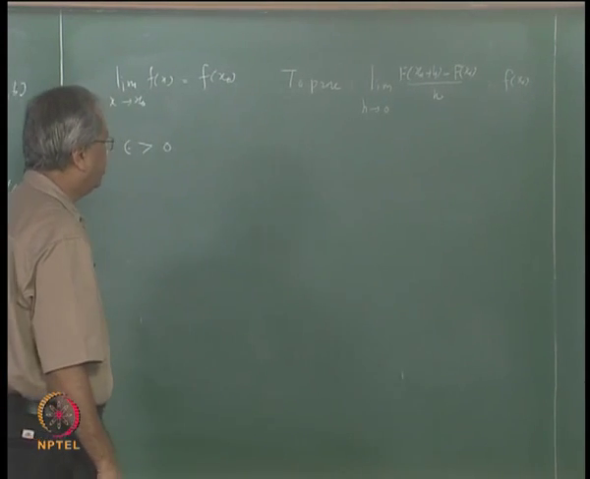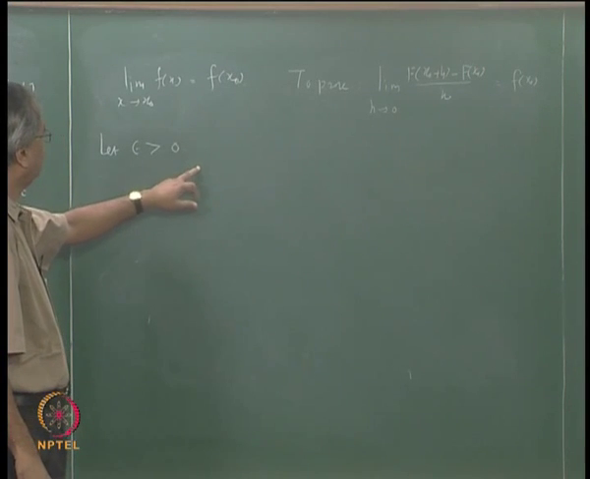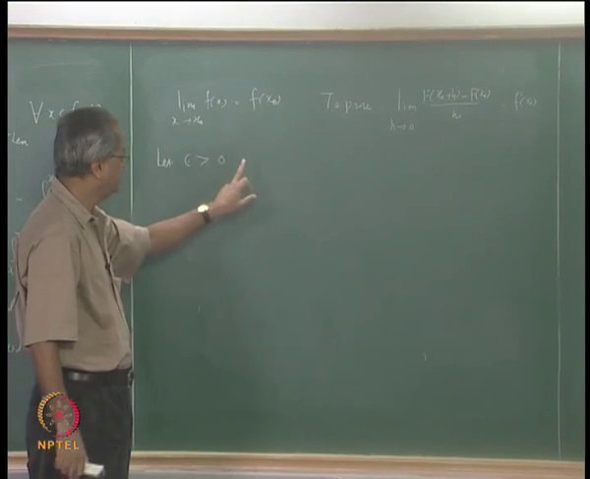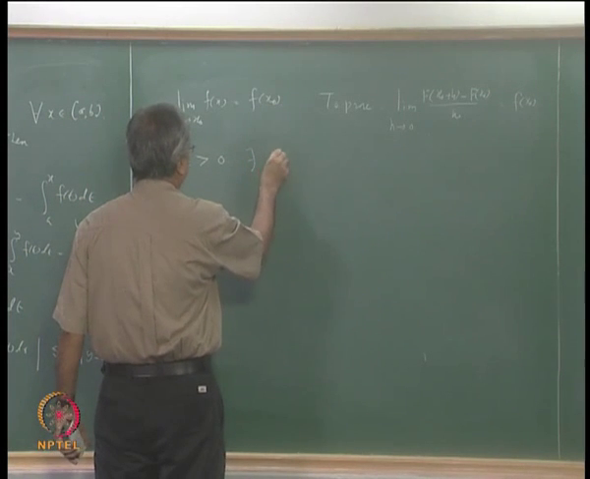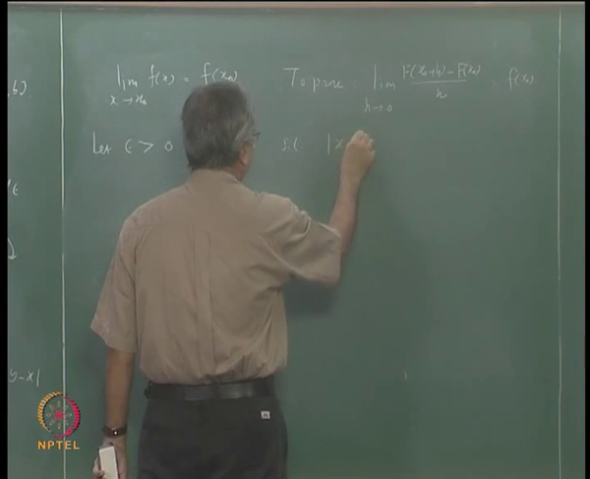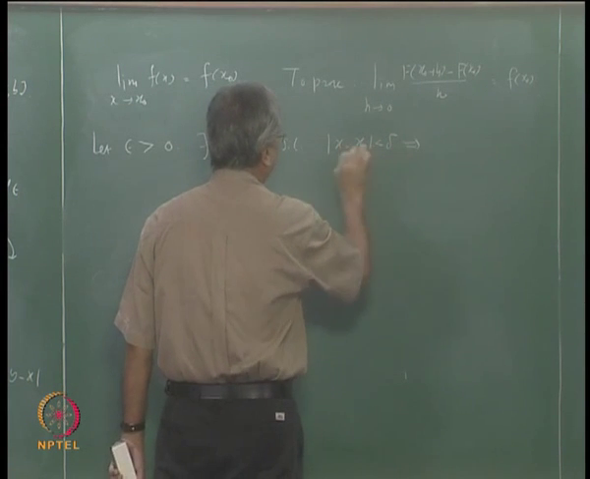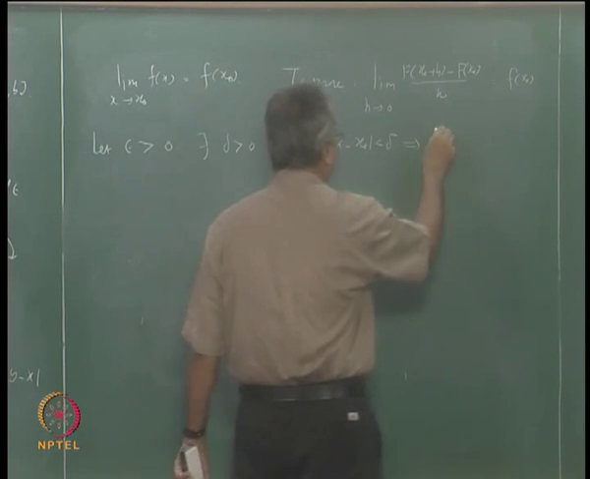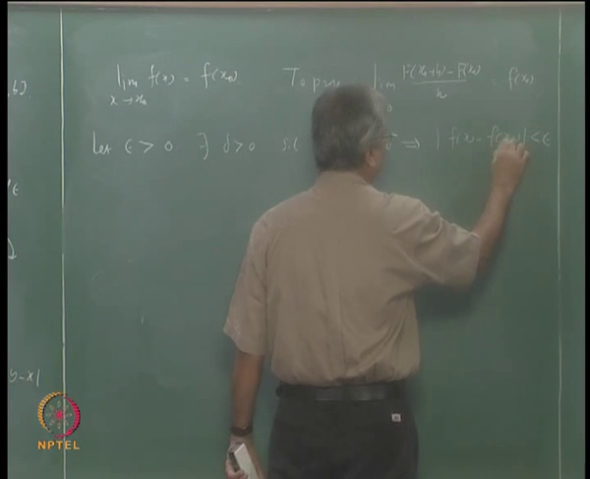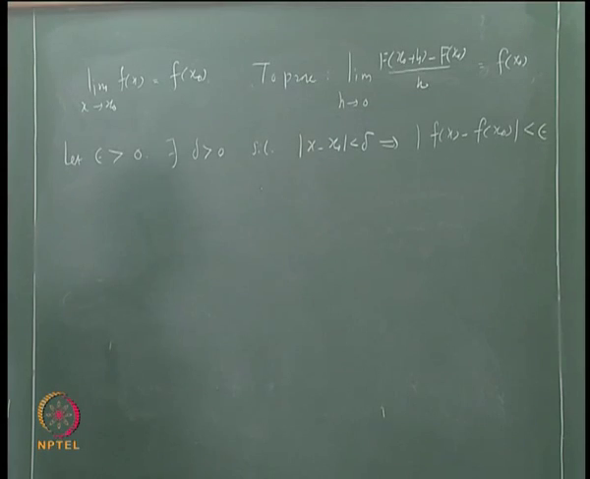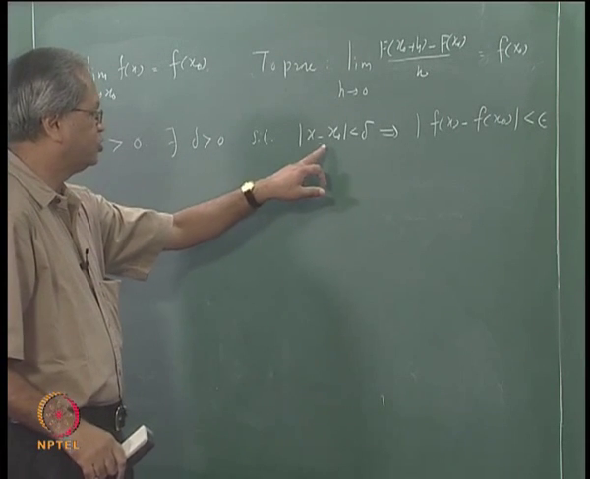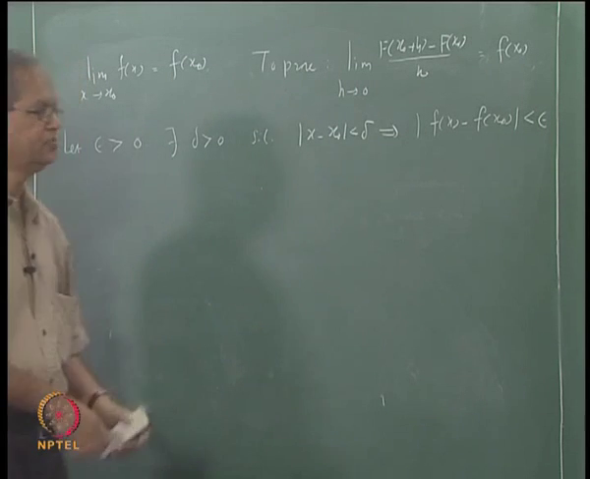But what do we know? We know that there exists some delta such that whenever the difference between x and x naught is less than delta, the difference between f x and f x naught is less than epsilon. Let us record that first. There exists delta bigger than 0 such that mod x minus x naught less than delta implies mod f x minus f x naught is less than epsilon. Which again means that whenever x belongs to the interval x naught minus delta to x naught plus delta, this happens.